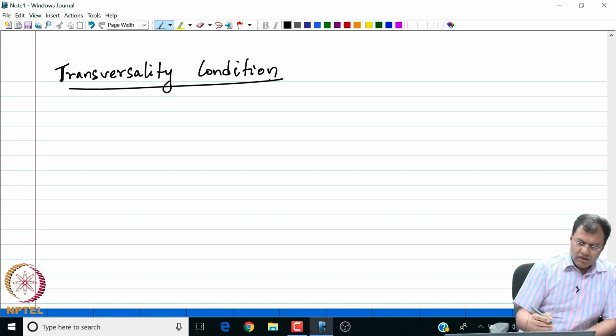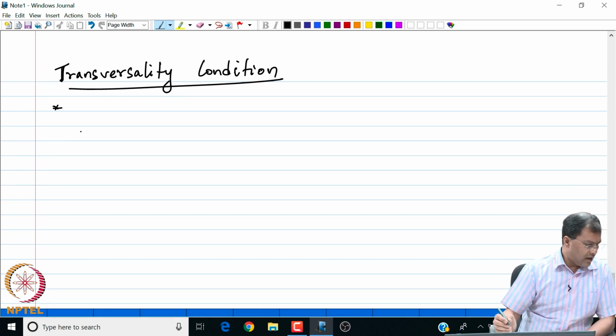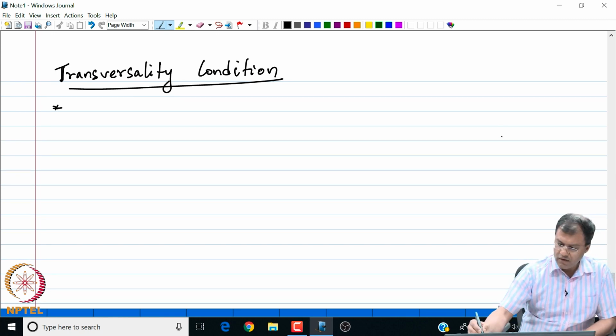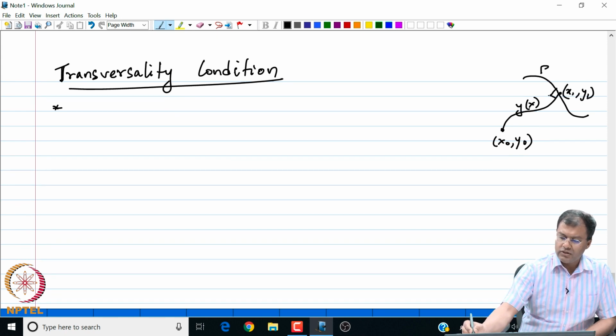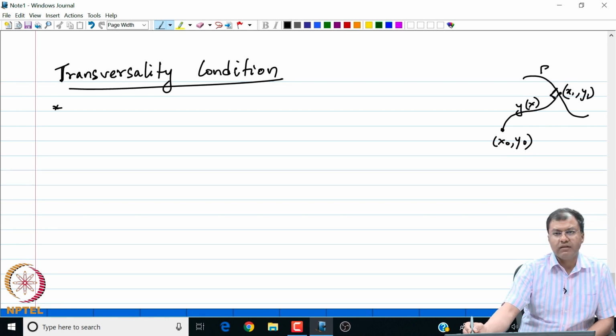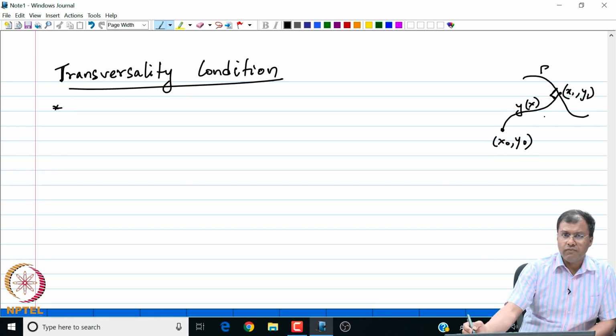So, suppose we consider an extremal which is y of x. It joins a point, let us say x naught y naught, to a curve. Let us say this is a curve which is denoted by gamma. We will show that the extremal joins the curve at a joining point, let us say x1 y1, such that the point of intersection is always at right angles. This is something we will show very soon.